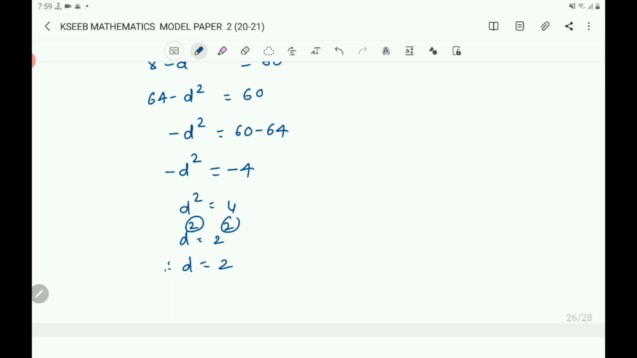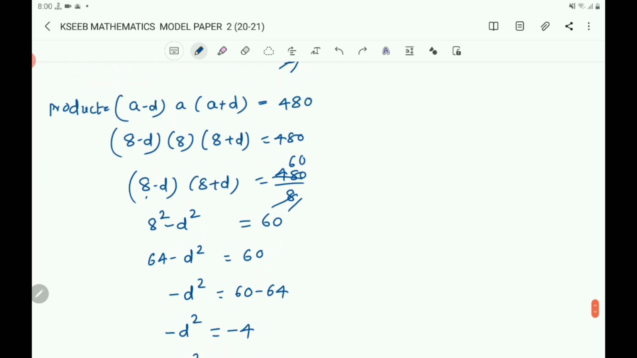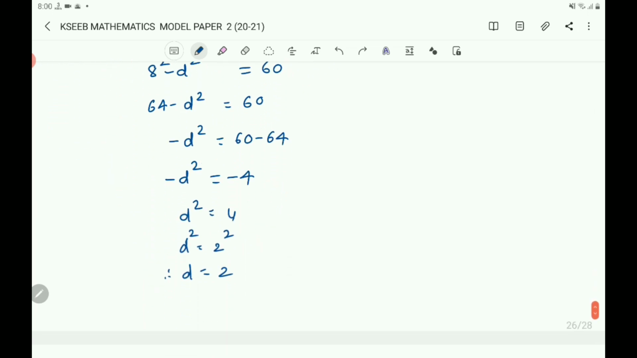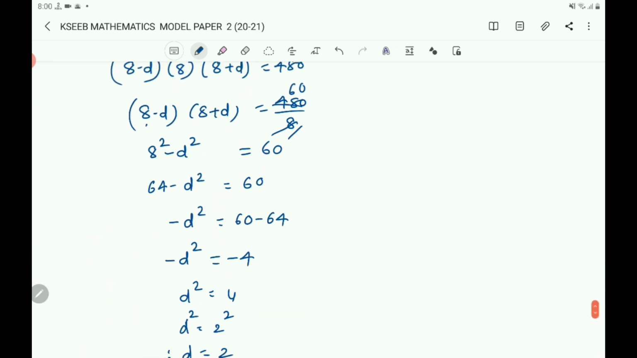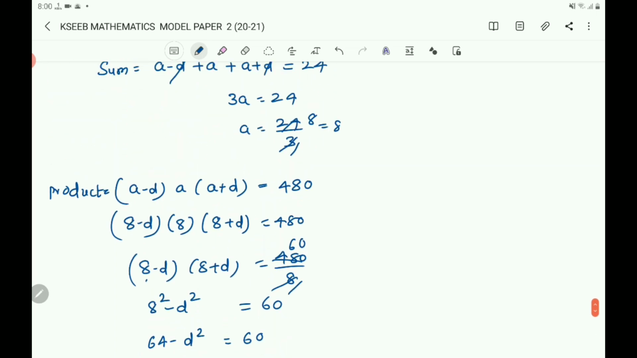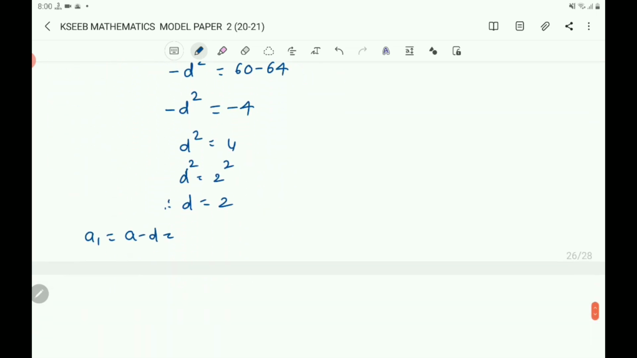Here exponents are same means base must be 2. Or you can take D equals square root of 4, that is also equals 2, you can write like this way. So you got D. Now here A1 is A minus D. A you got, A is how much? 8. So you write 8 minus 2 equals 6.